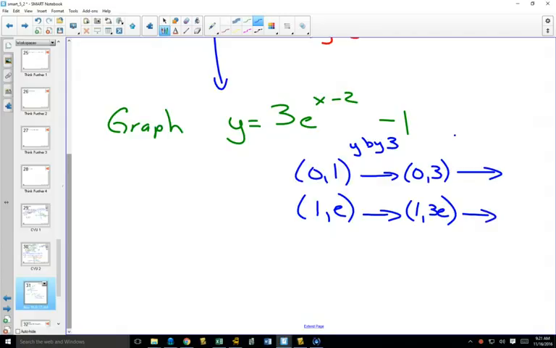And then we get the minus 2, which will be 2 to the right, and the negative 1, which will be 1 down. So this one is easy. It's going to be 2, 2. And this one, moving 2 to the right, is going to be 3, 3e minus 1. Yes, perfect.